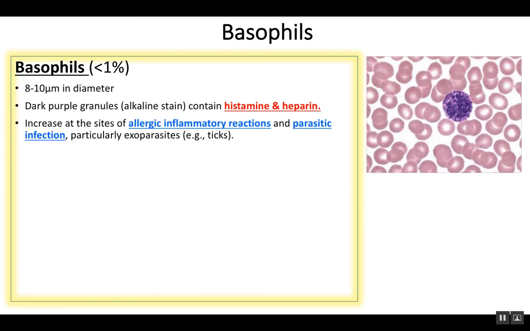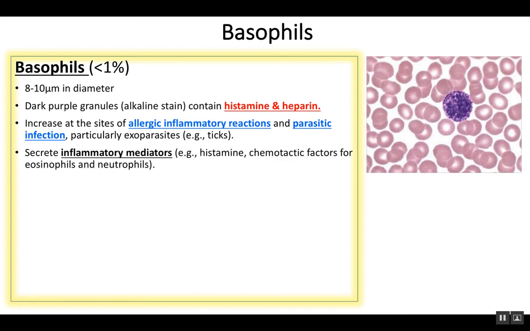Histamine promotes inflammation. So these guys will be at the sites of allergic inflammatory reactions, parasitic infections, particularly when there's an exoparasite like a tick or a flea. They secrete inflammatory mediators that promote inflammation, such as histamine. So they contribute to the local inflammatory response.